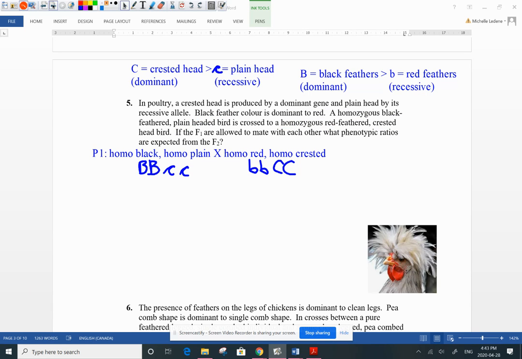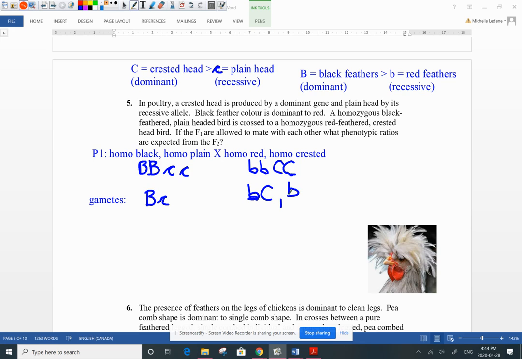Now I'm going to set up my genotypes. So homozygous for black, 2 capital letters, big B, big B. Homozygous for plain, little c, homozygous red, homozygous crested. Okay, what's my next step? Well, my next step is gametes. So I don't actually need to do FOIL here. I can see that there's only a big B and a little c from this parent. There's a little b and a big C from this parent.